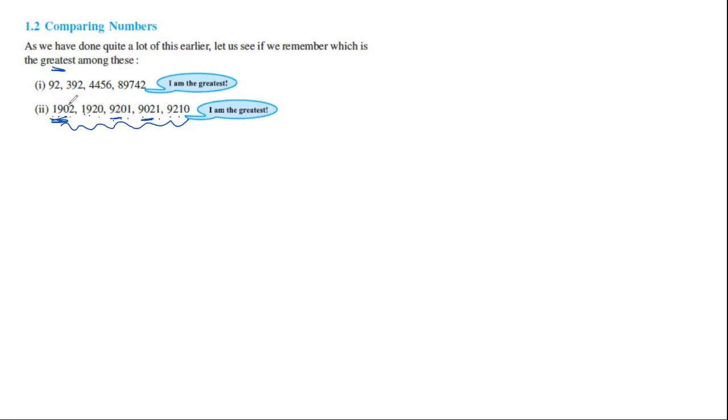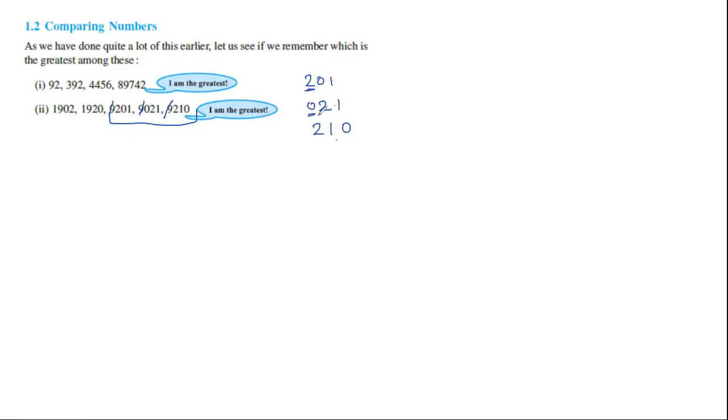Let's consider only the first digit, right? Out of 1 and 9, which is greater? Obviously 9 is greater. So we'll only see these 3 numbers. Out of these 3, now I'll decide which one is greatest. As all have the same 9, let's leave them. Now we're left with only 3 numbers, 201, 021 and 210. Out of these, which one is greater?